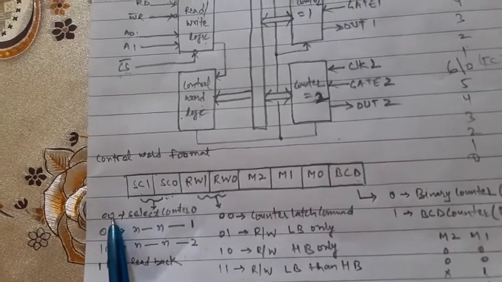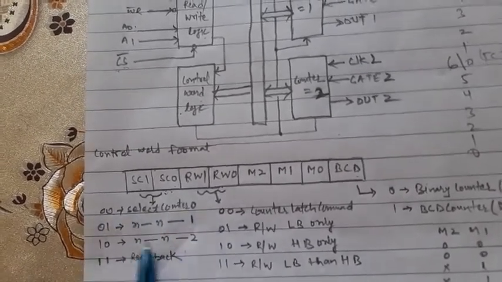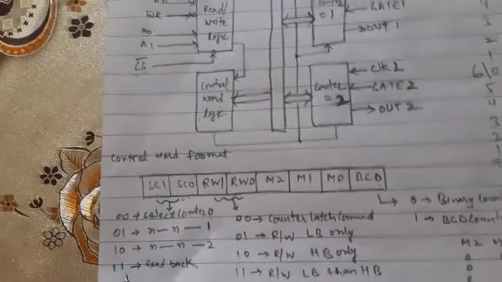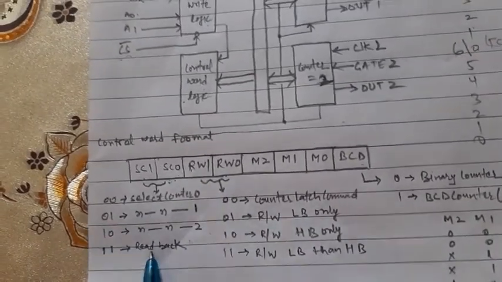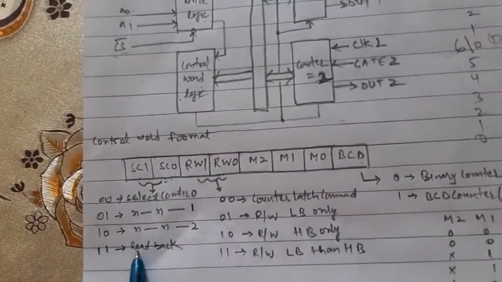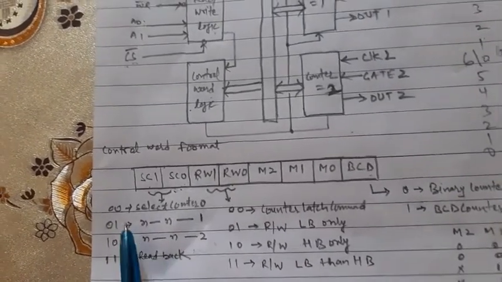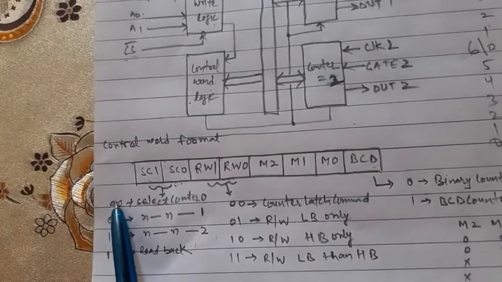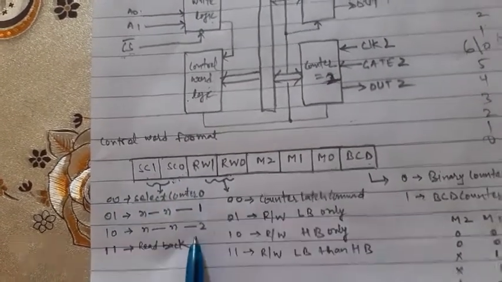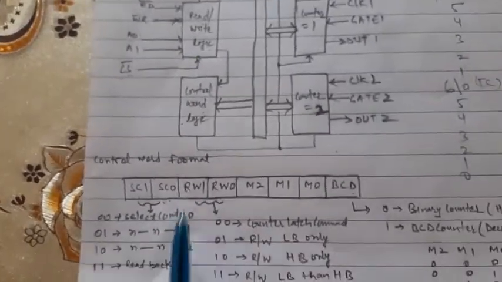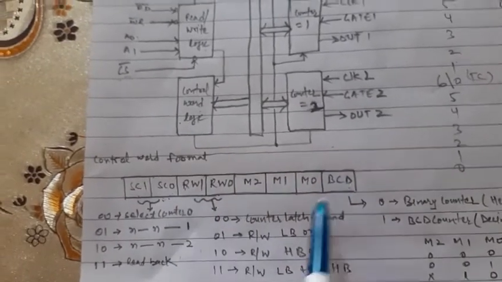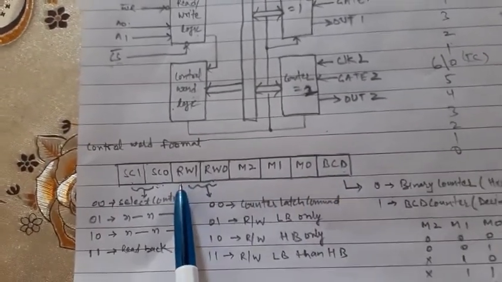So based on these 2 bits we can select counter 0 by setting 0 0, counter 1 by setting 0 1, and counter 2 by setting 1 0, and the last option 1 1 is for the read back command. I will tell you about this read back command later. Now do not concentrate on this, just concentrate on this: through these 2 bits we can select any counter of this 8254, and the whole command word will be applicable to that particular counter only.